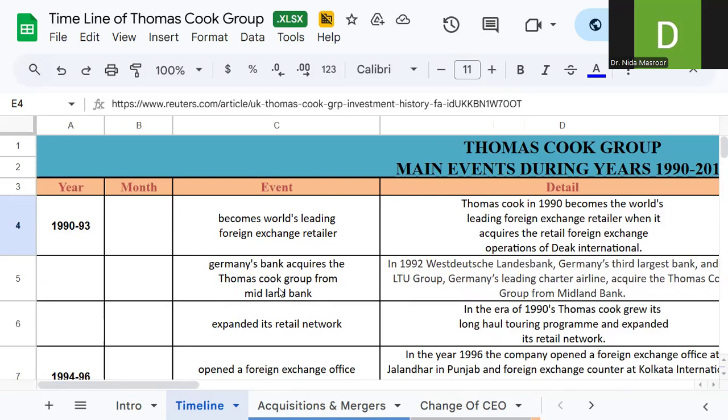Thomas Cook was again a 175-year-old organization that started off as a family ownership, and later on it went through so many different phases. But in the last 30 years, from 1990 onwards, were the most crucial ones.